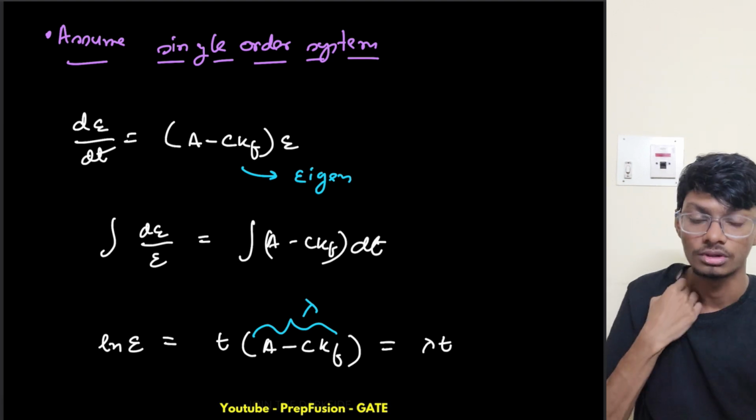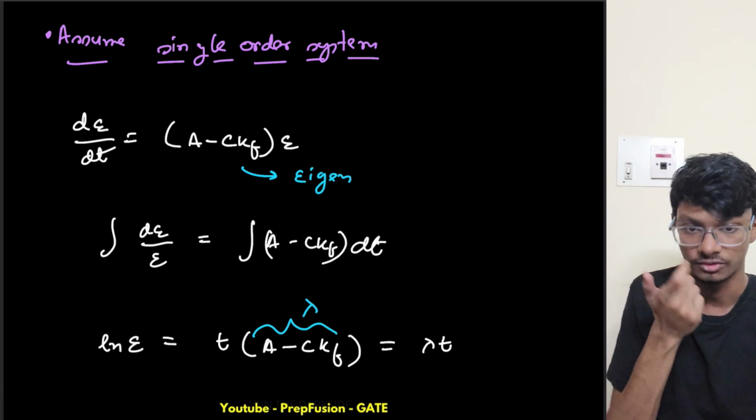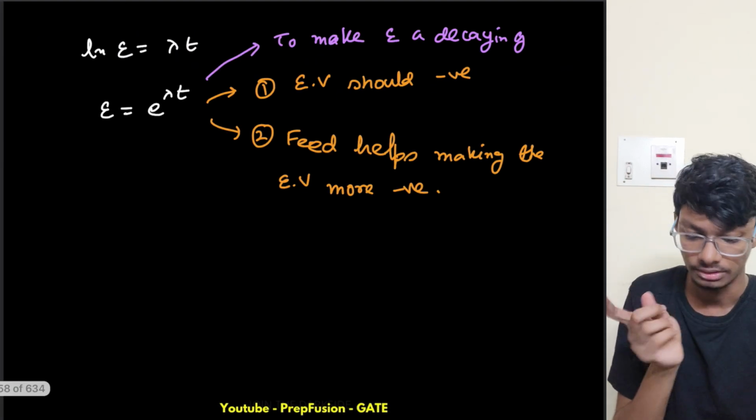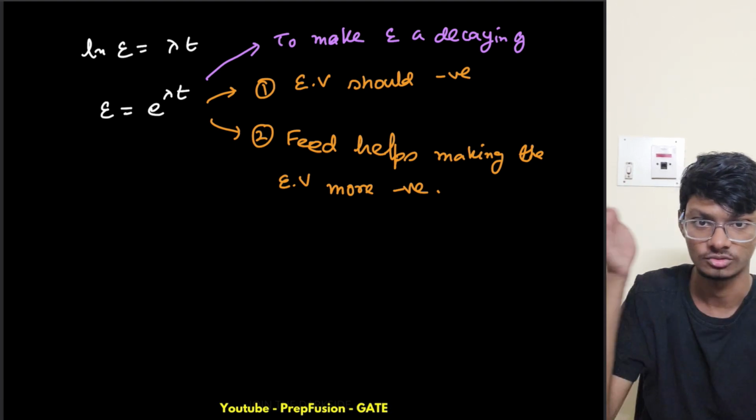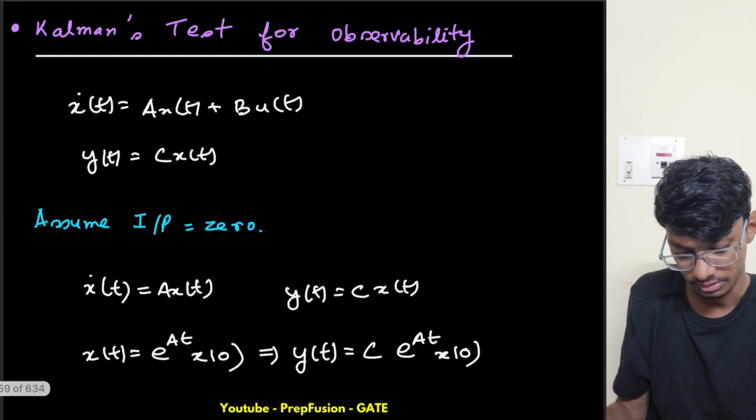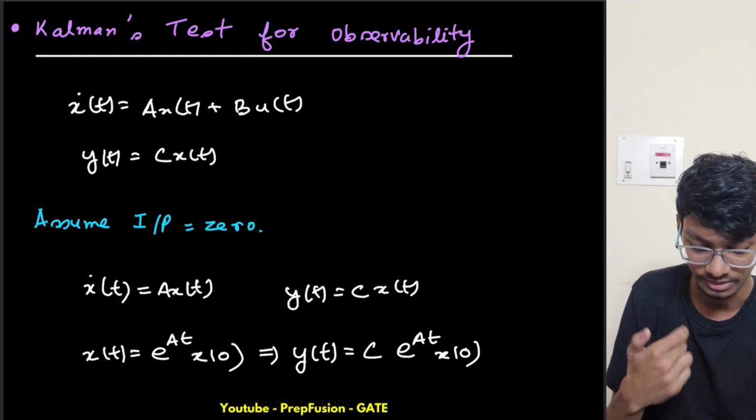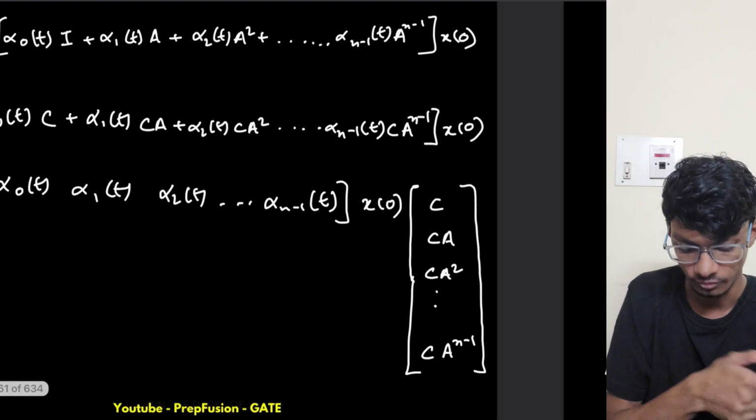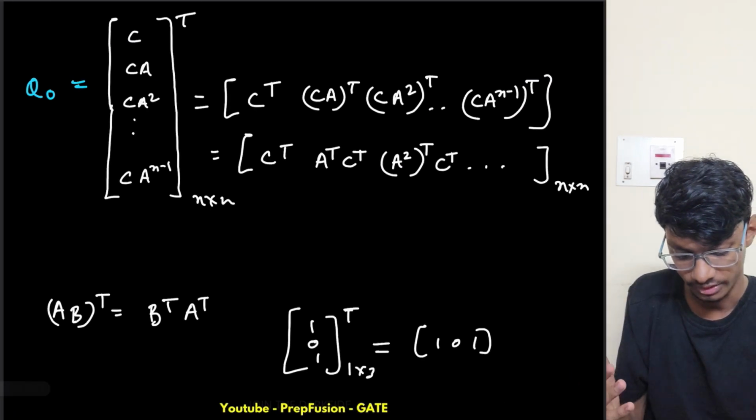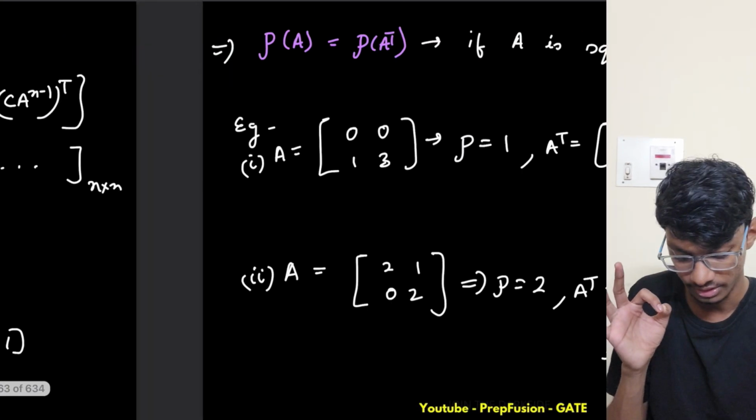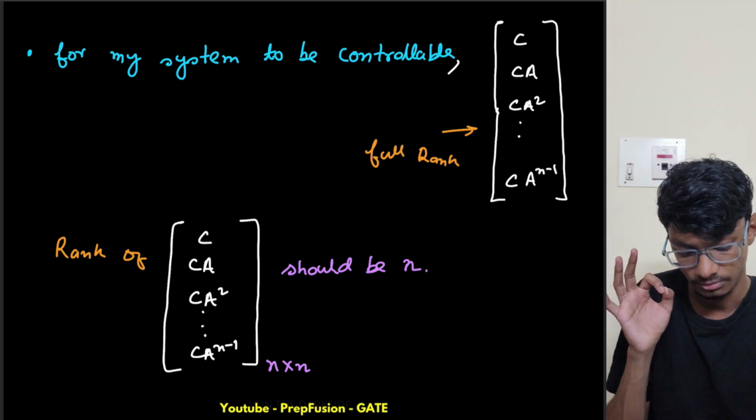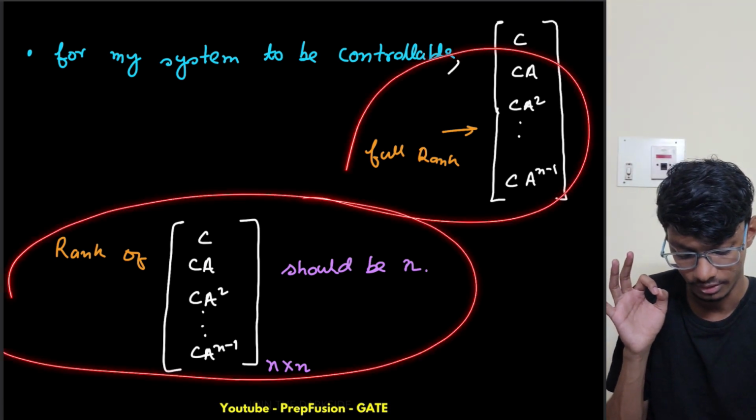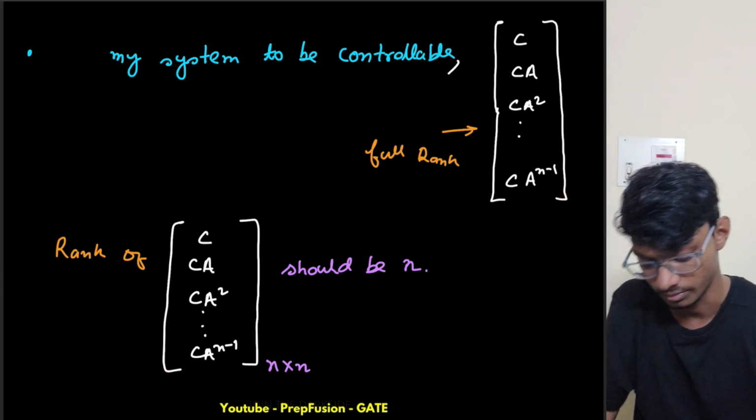I proved to you how the error function is expressed in terms of the eigenvalue, and the eigenvalue has to be negative for my error function to go to 0. It has to be a decaying function. Then we understood the Kalman's test of observability. I tried to start the proof, and we got to the end of the proof. For the system to be observable, this condition should hold: this matrix should be full rank, the rank of this should be n.